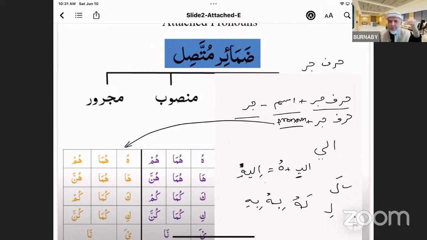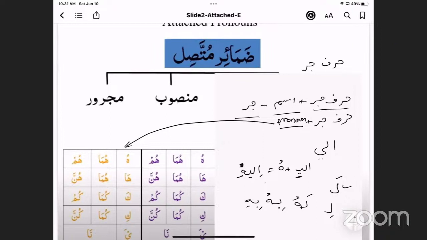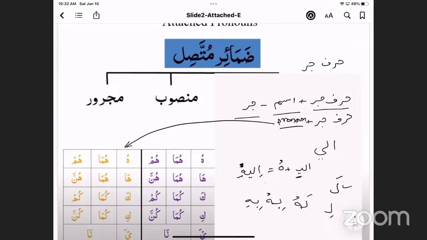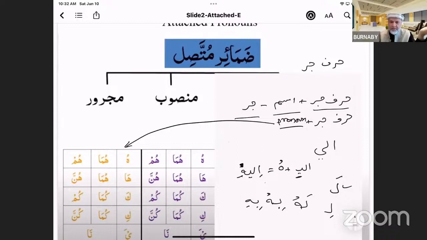Attached pronouns, obviously, are going to get attached to something. Then the question is, where do they get attached? They get attached to other nouns, to harf-e-jar, and also to the fil or the fail. Now, where do they get attached, in the beginning or at the end? The end. At the end. So when you are attaching it with the harf-e-jar, what is the condition of a harf-e-jar? It says that anything which comes after me has to go into what status? Jar, majrur. Sure.